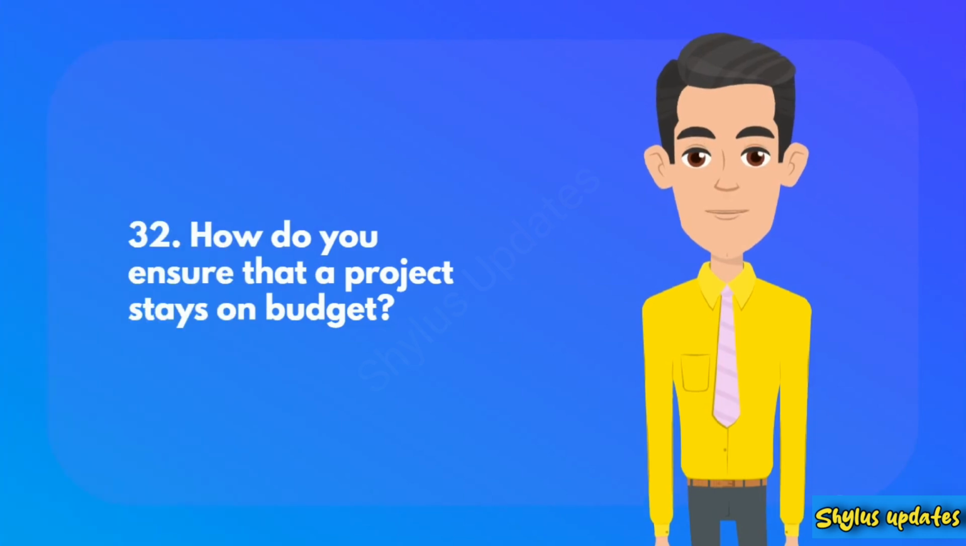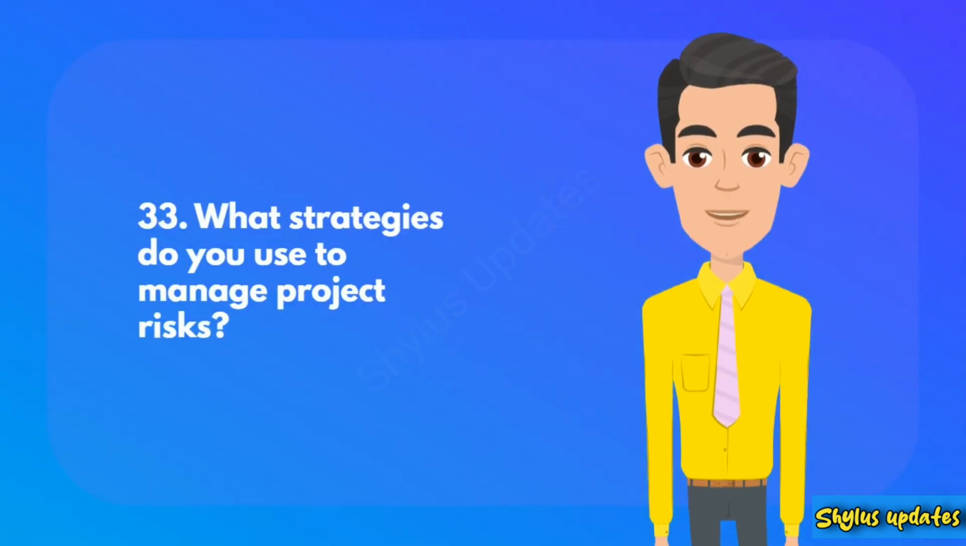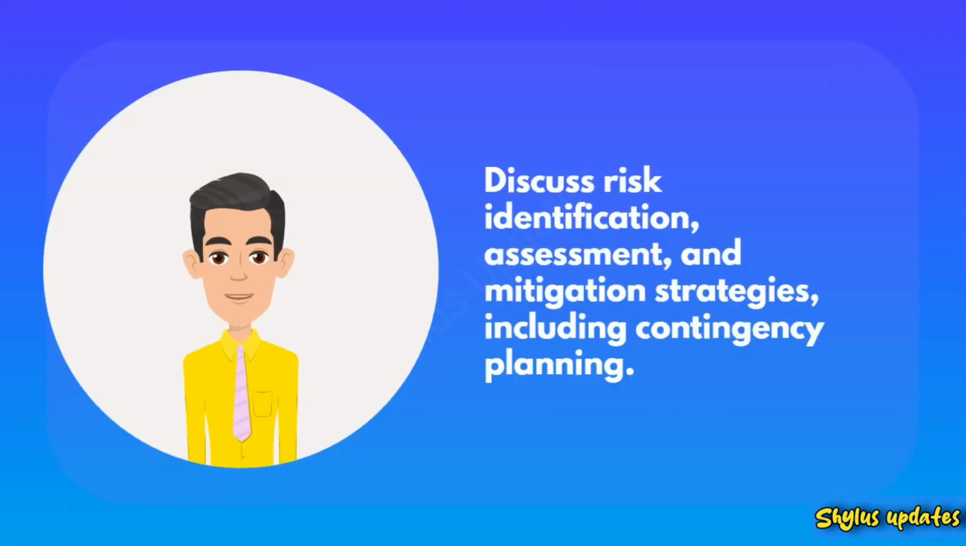32. How do you ensure that a project stays on budget? Explain your methods for monitoring expenses, forecasting costs, and implementing cost-saving measures. 33. What strategies do you use to manage project risks? Discuss risk identification, assessment, and mitigation strategies, including contingency planning.